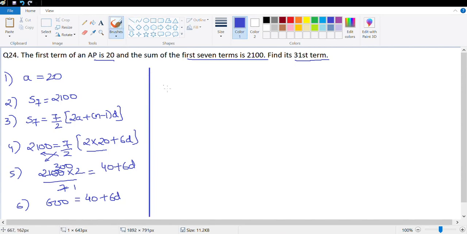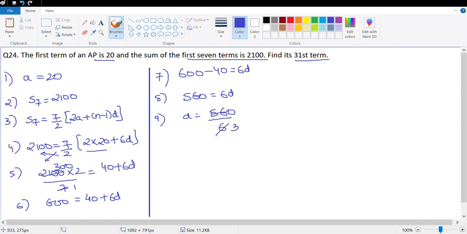So what we have is 600 is equal to 40 plus 6d. Okay, now let's take 40 to the other side. So this is 600 minus 40 is equal to 6d. This gives us 560 is equal to 6d, which tells us d is equal to 560 upon 6, that's 2 into 3, 2 into 280. So d is equal to 280 upon 3.